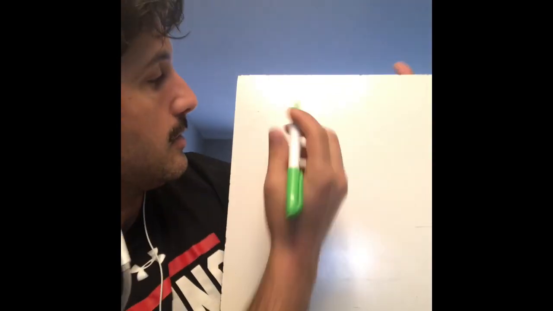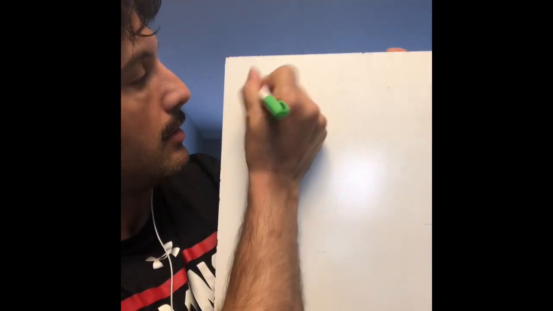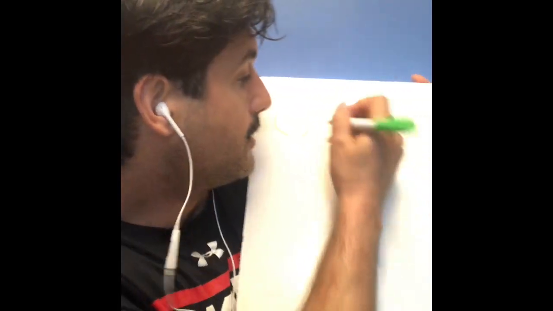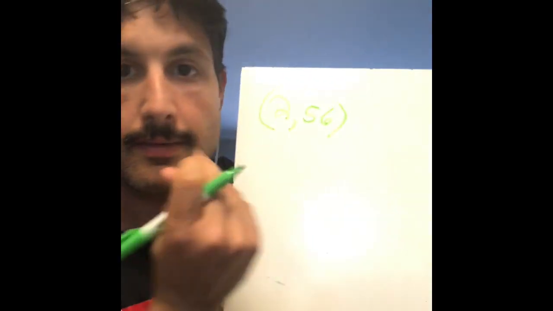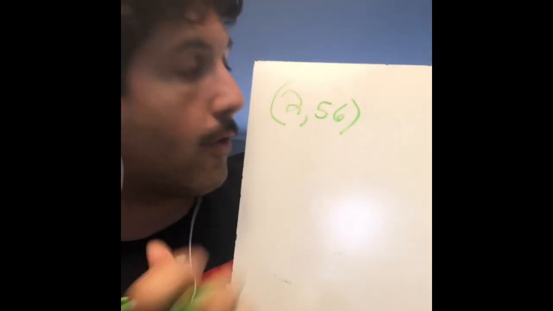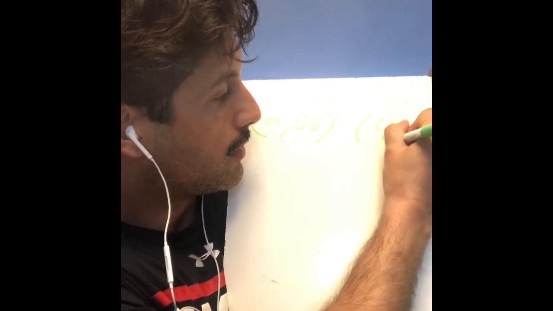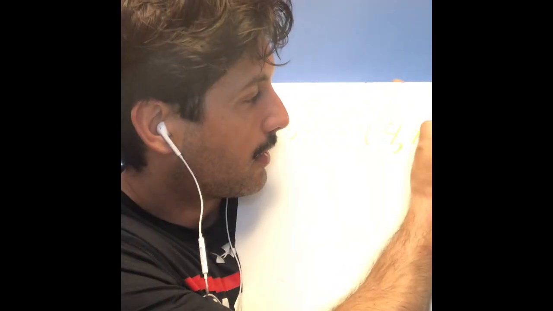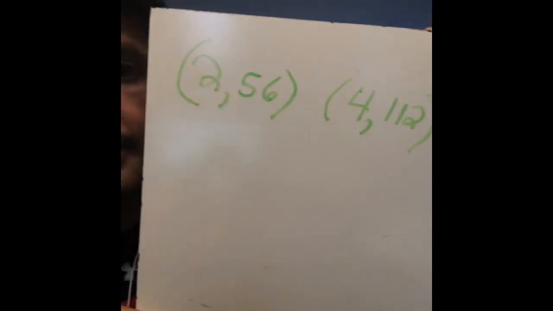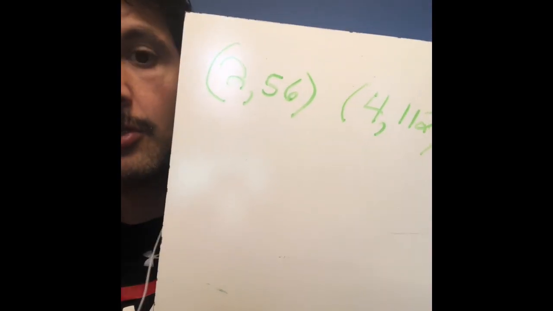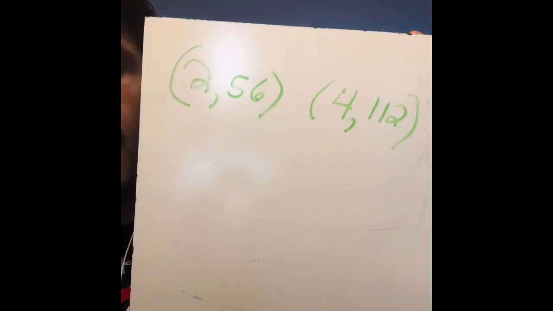Andrea and Dana cycled 56 kilometers in 2 hours. So when you're doing that, the x-axis is independent, time is changing predictably, so that's the 2 hours. And 56 kilometers is the distance they traveled in 2 hours. And the next one is 4 hours and 112 kilometers. So we've got 2 and 56, and then we have 4 and 112.